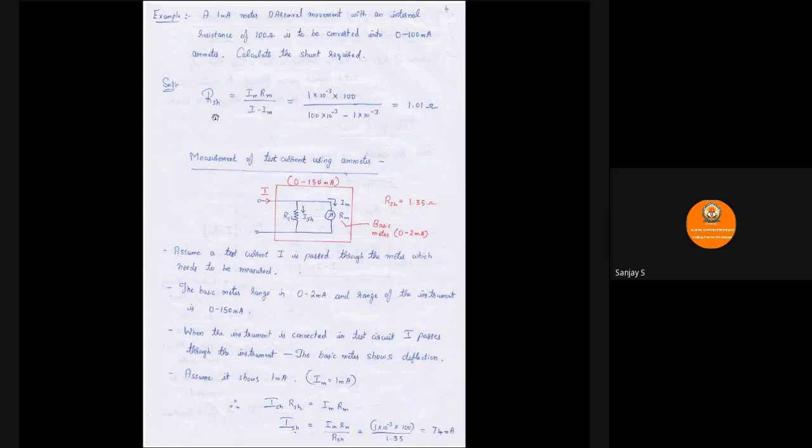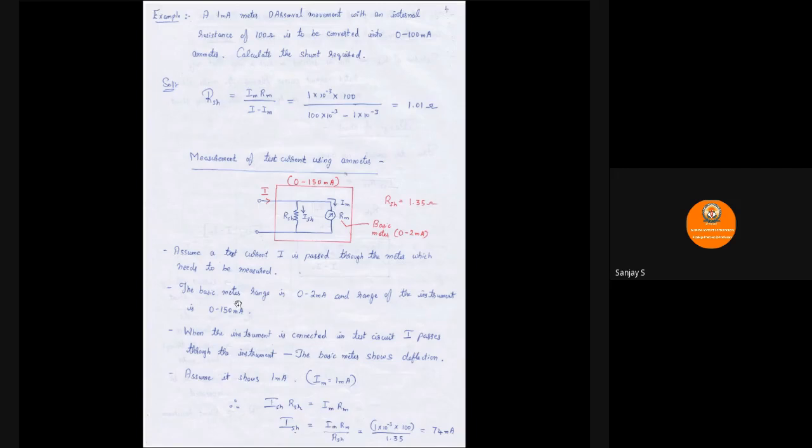So just now we have seen the design of shunt. R shunt is given by IM RM divided by I minus IM. IM is nothing but the meter current, that is 1 milliampere, 1 into 10 power minus 3. RM is given as 100 ohms. Then capital I is the required current, that is 100 into 10 power minus 3, and IM is 1 into 10 power minus 3. If you calculate this, you'll get 1.01 ohm. So in order to extend the range from 1 milliampere to 100 milliamperes, the shunt resistance required is 1.01 ohms.